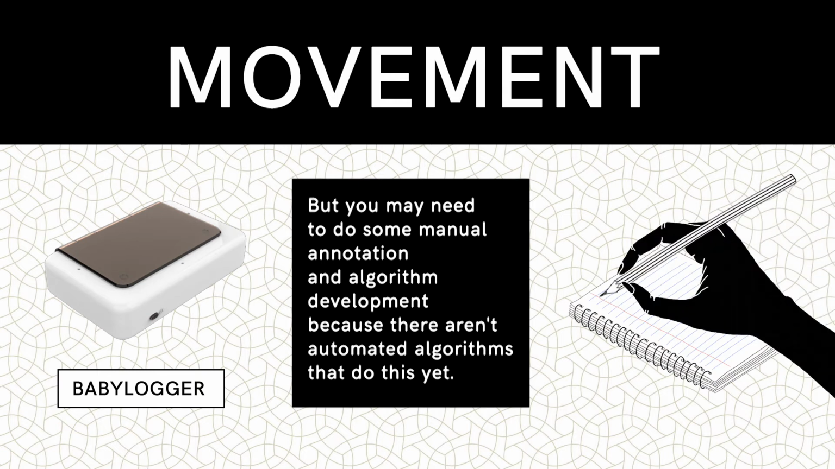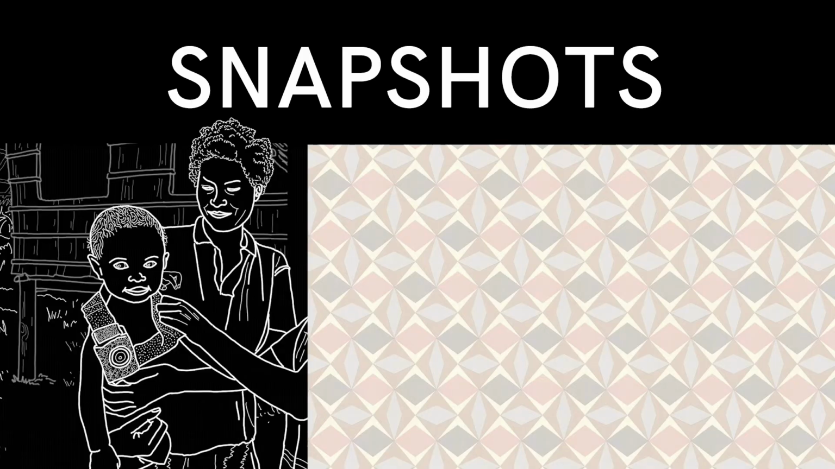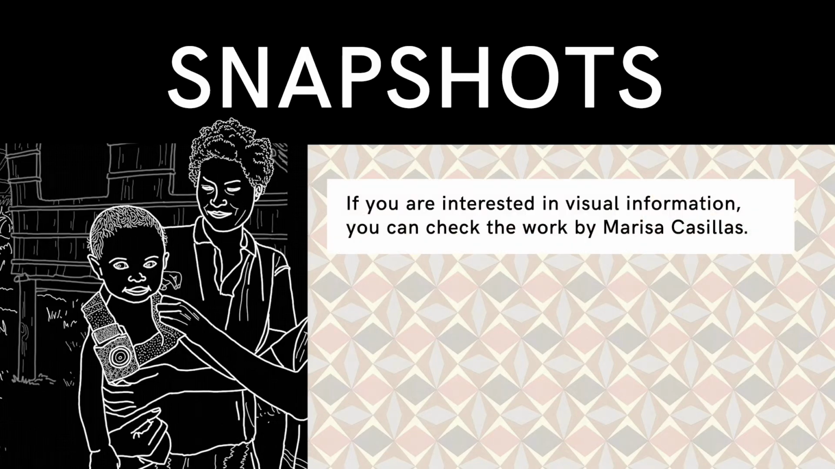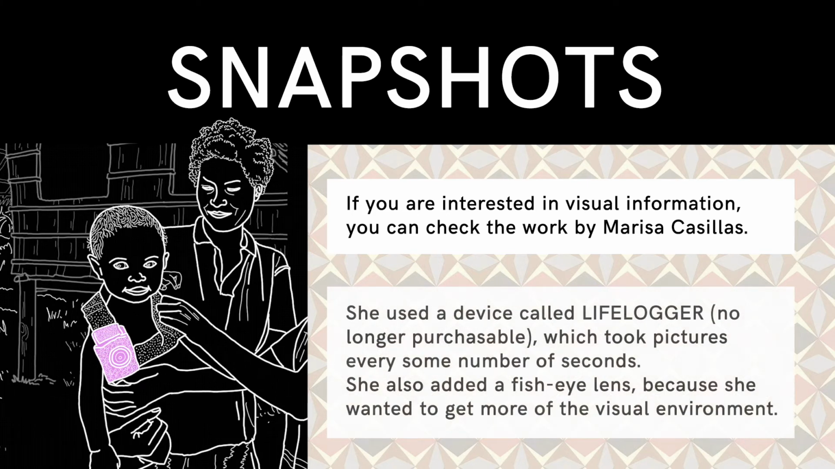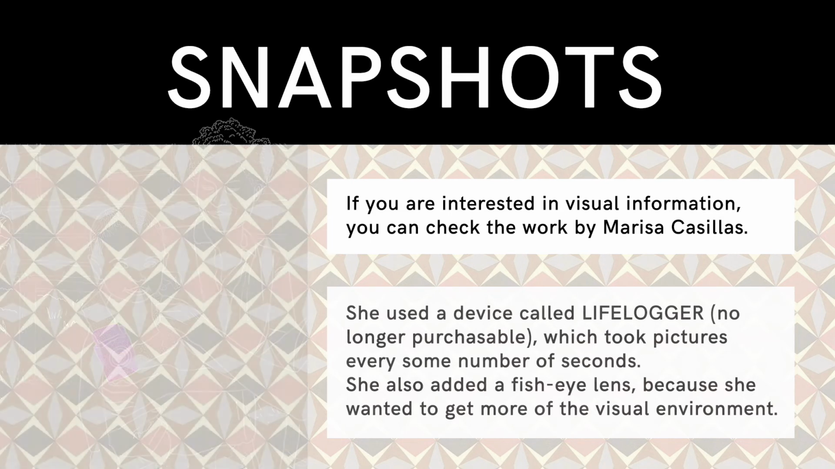and algorithm development. If you're interested in visual information, Marisa Casillas has used photo logging. She used a device that is no longer purchasable, called LifeLogger, which took pictures every some number of seconds. Marisa has published 2 papers where she shows pictures taken by the device, so you can check them out, see links in the resources.